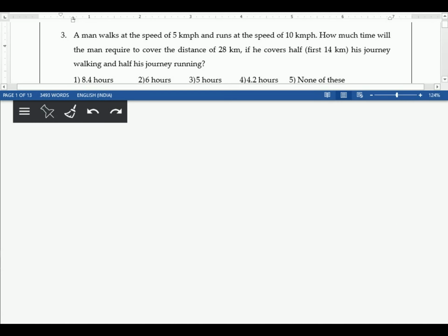Third question. A man walks at a speed of 5 kilometers per hour and runs at a speed of 10 kilometers per hour. How much time will the man require to cover the distance of 28 kilometers if he covers half of his journey walking and half of his journey running?